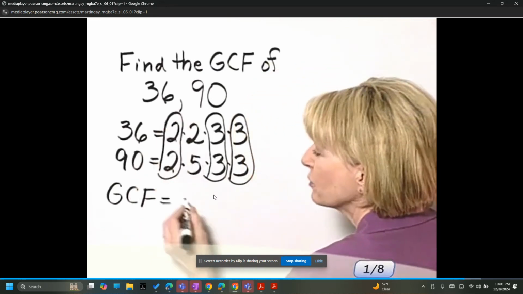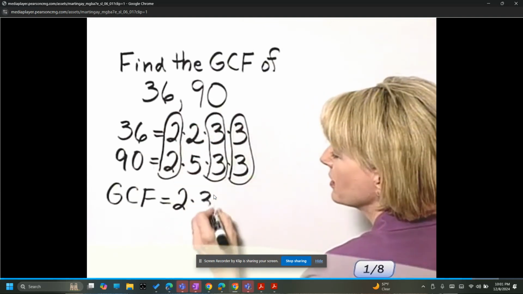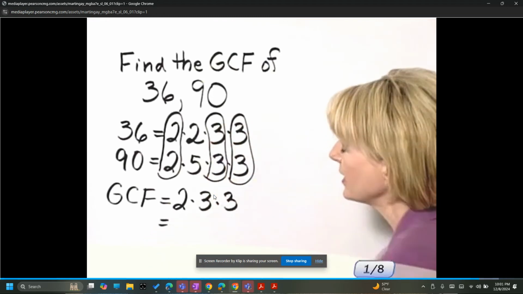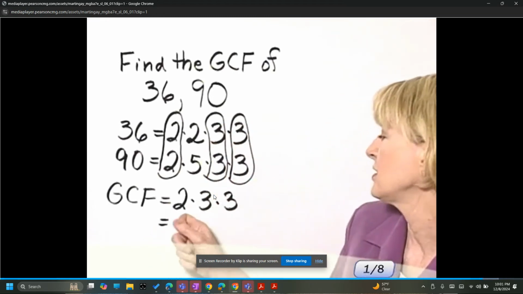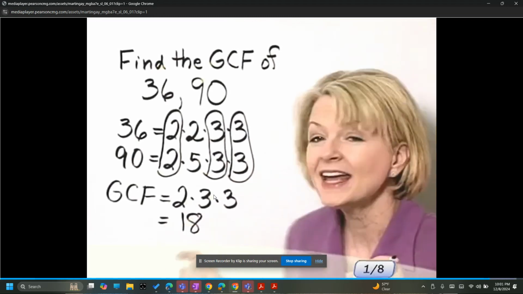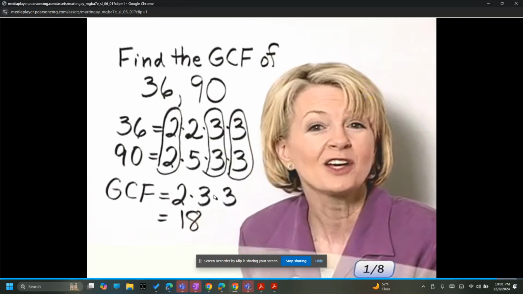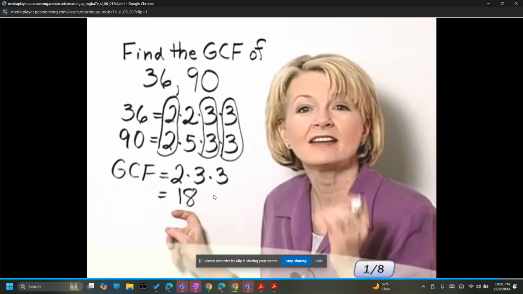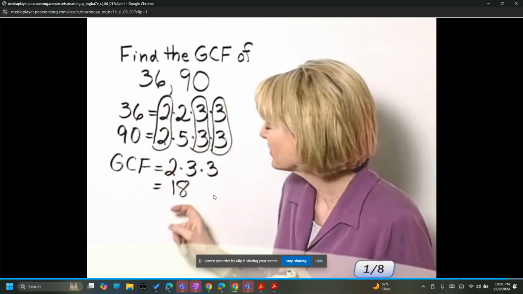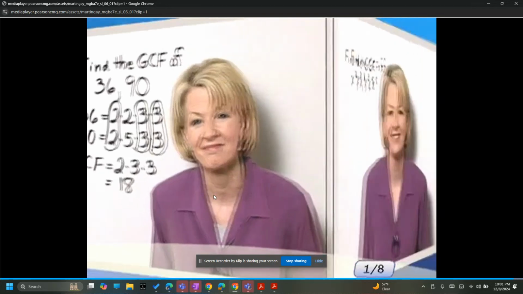So I had a common factor of 2. I'll write down 2 one time. Common factor of 3. I'll write down 3 one time. Common factor of 3. I'll write that down one time. That product is 2 times 3 is 6. 6 times 3 is 18. 18 is the greatest common factor. Think of what that means. 18 is the largest number that is a factor of 36 and also a factor of 90.